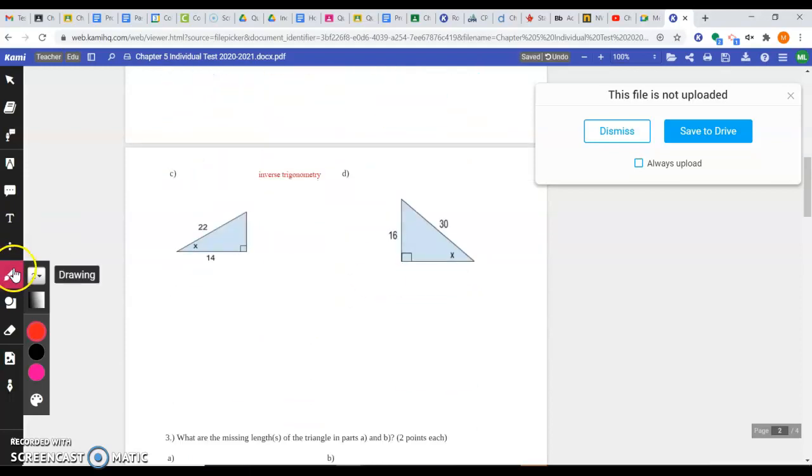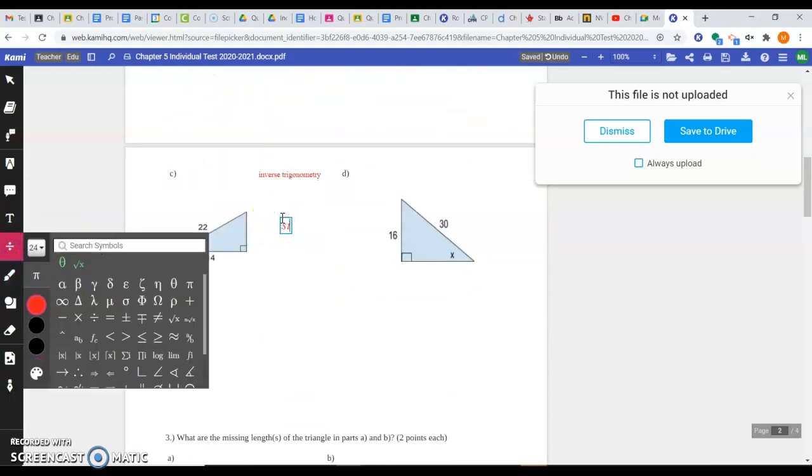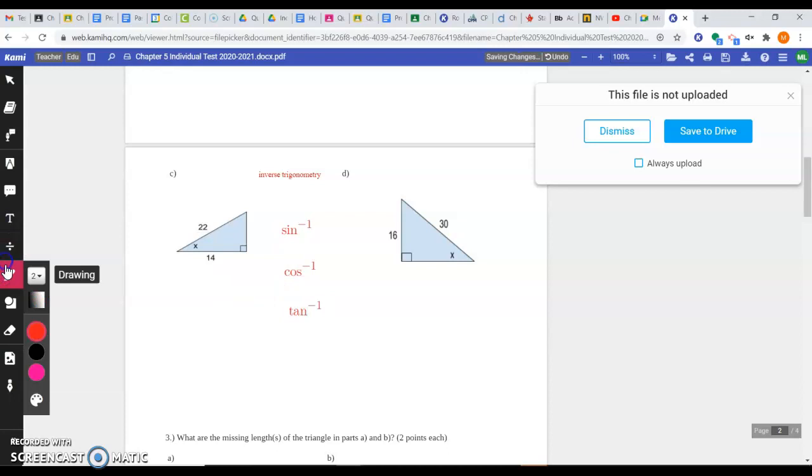For C, we have our inverse trigonometry. Inverse trigonometry is sine inverse, cosine inverse, and tangent inverse. Again, I know it's inverse trigonometry because now we're looking for an angle in a right triangle. Anytime we're looking for an angle in a right triangle, we're going to use inverse trigonometry.